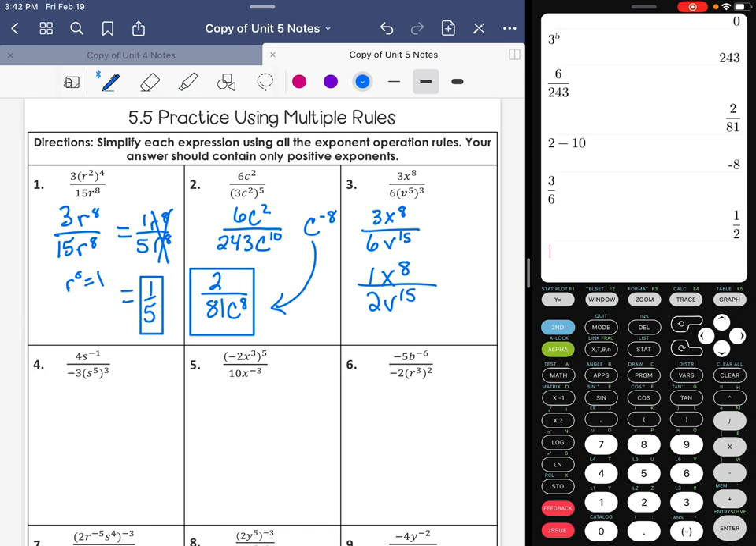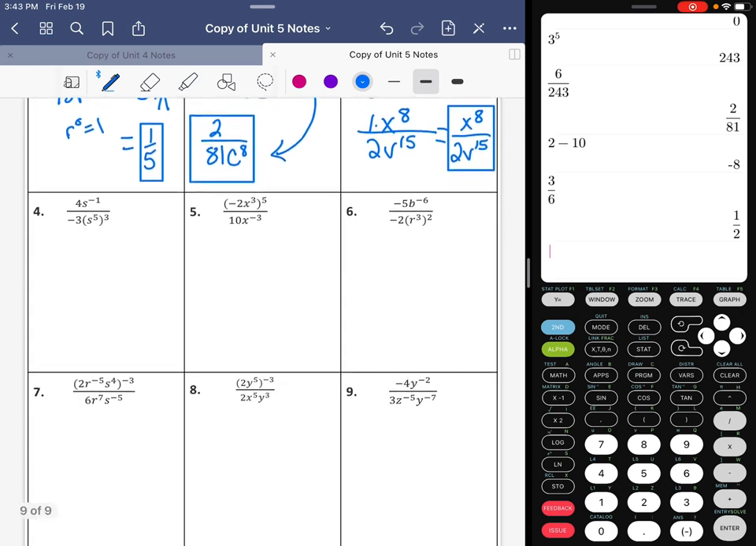The only thing I can do is I can remember that this is 1 times x to the 8th, which is just x to the 8th. So I don't need that 1 on top. Now I do have to keep the 2 on the denominator, but the 1 times x to the 8th is just x to the 8th, so I can just leave that.